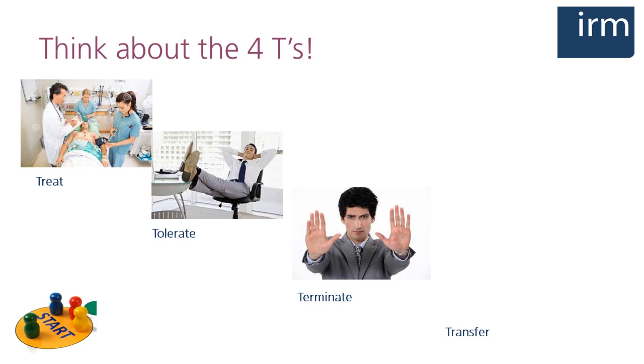And finally, let's look at transfer. This might not be an option for many risks, but sometimes you will be able to insure against a risk or use contracts to transfer the risk to a third party. So for example, if you're holding a gala fundraising dinner at the Hilton Park Lane, you will want to be sure that the hotel takes on the risks for their negligence.